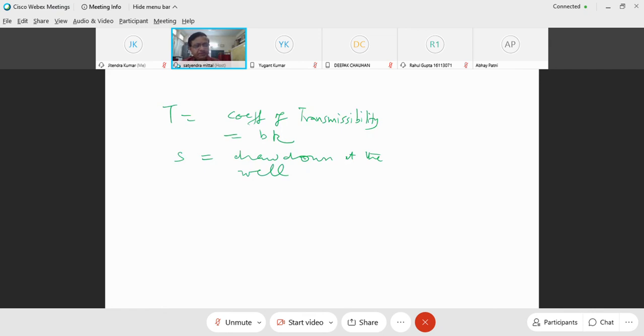So this is the field method of determination of permeability, K, by pumping out methods. Both the derivatives are important from an exam viewpoint also, and you should read it very thoroughly.